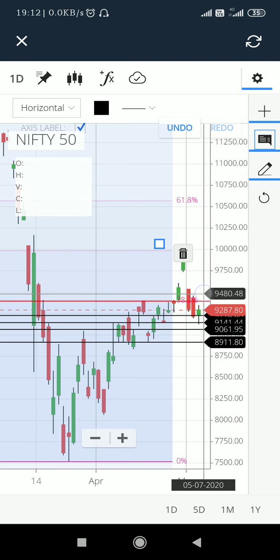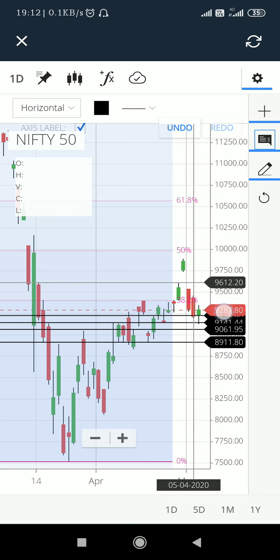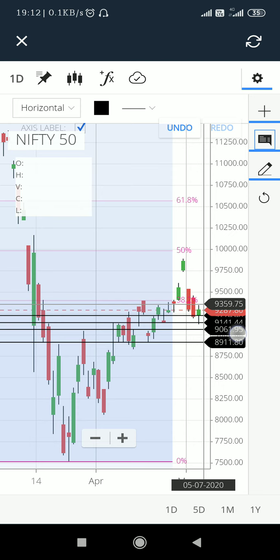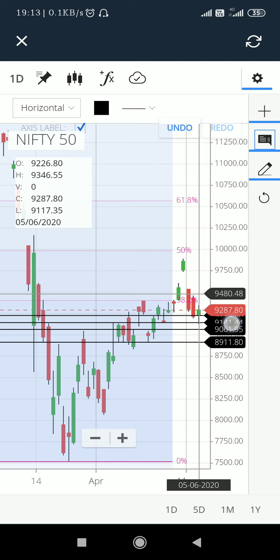Just a moment. So for the upper side, if we can buy on the high breakout, we can go for the first target, that is 60 points, and the next resistance is at 9480. Buy at 9480, let me mark it for you at this particular level.